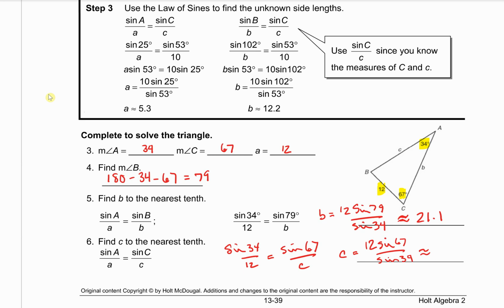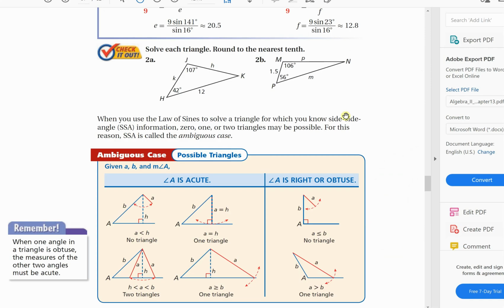12 sine of 67 divided by sine of 34 gives us about 19.8, 19.75, so about 19.8. And that's it. Now, if we go back to the textbook, there's a problem.